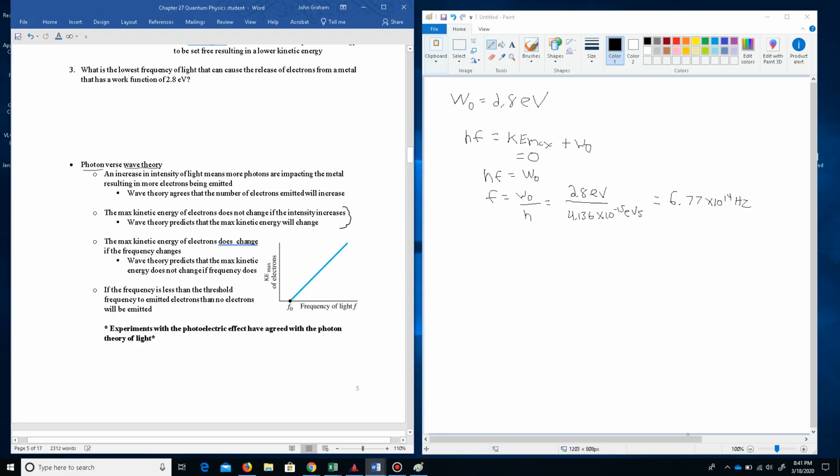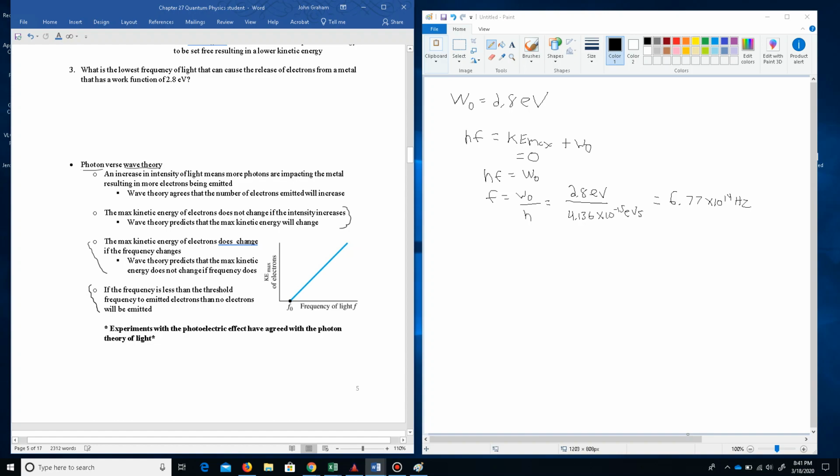And then the max kinetic energy of electrons does change if the frequency changes. Wave theory predicts that the max kinetic energy does not change if the frequency does. So this is another one that has a difference in what is happening compared to what that theory would predict. And then if the frequency is less than the threshold frequency to emit electrons, no electrons will be emitted. And this is another one that would be different if we just thought of light as a wave.